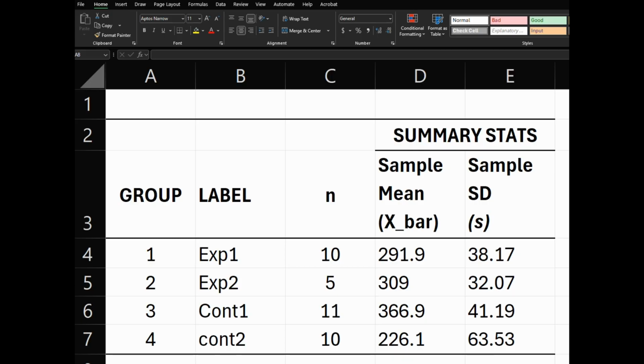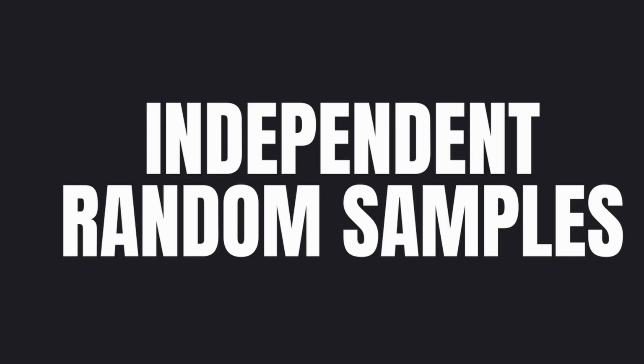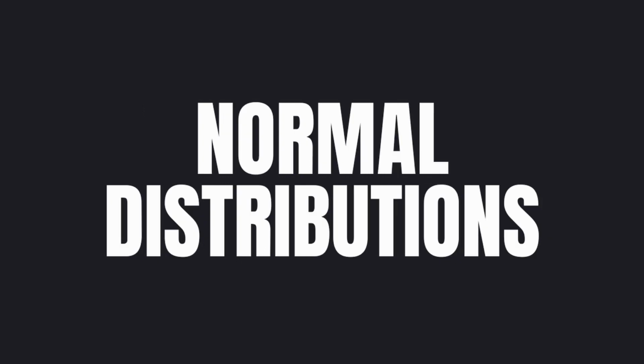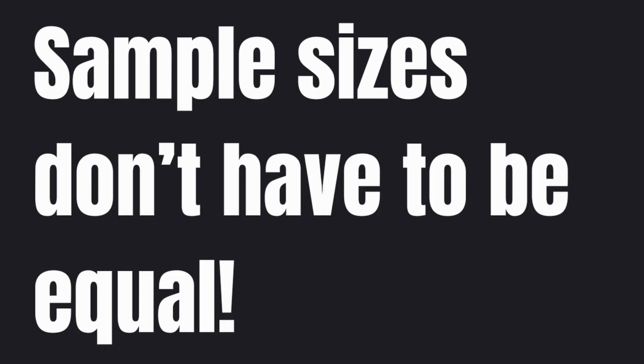And if you need a little review of the equal variance t-test, just see my video on pooling the variance for the equal variance t-test, and also my video on the equal variance t-test itself. So to recap, 4 independent random samples, the normality assumption, the homoscedasticity assumption, and the sample sizes of each group don't have to be equal.